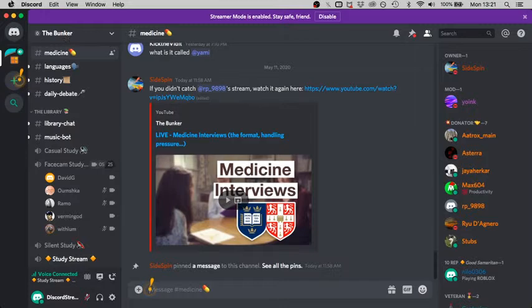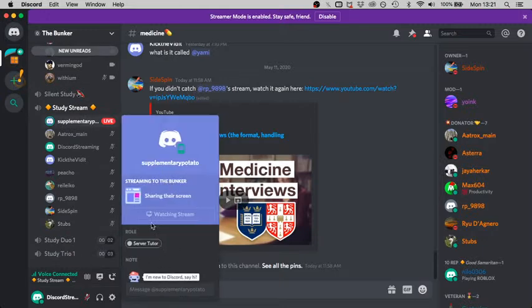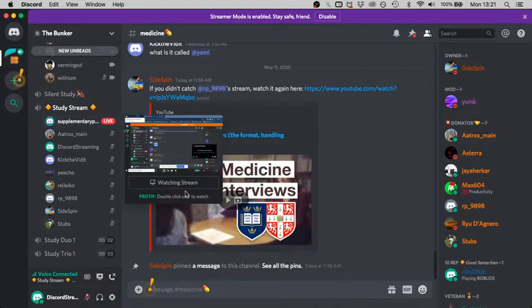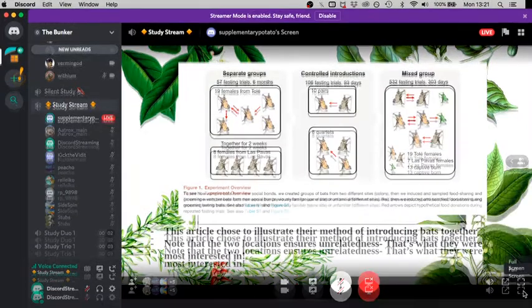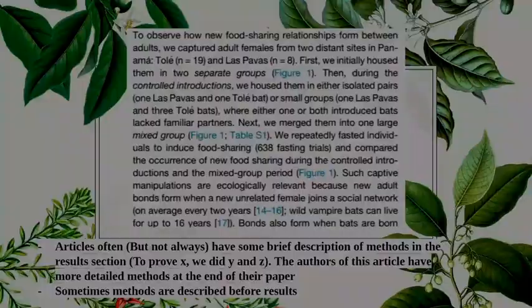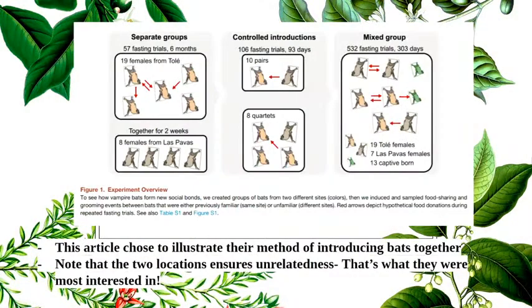So this article actually chose to introduce and illustrate their methods, which I think is really interesting. They didn't do it for all of their methods, but this one is really clear. When you read that paragraph that I just showed you, it's kind of this huge group of, okay, we took bats from here and here, and we threw them together in these groups and this group. But here they're showing you exactly how they did it.